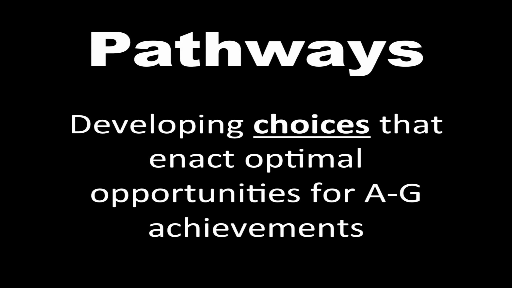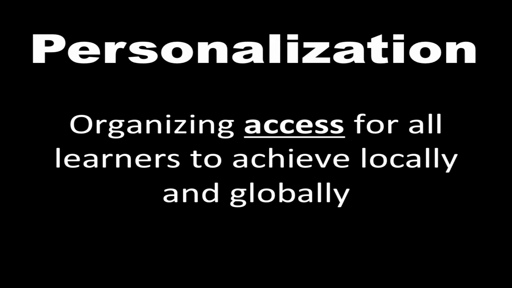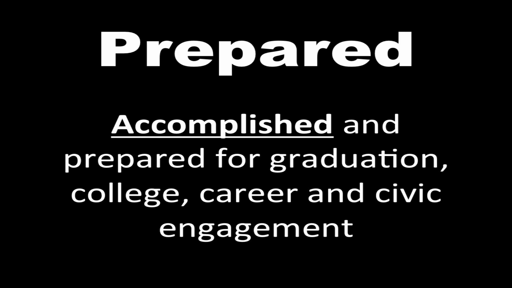Pathways. How might we identify and utilize different pathways to ensure each learner is successful, no matter what route they take to get there? Personalization. How might we personalize learning for unique learner needs? This includes, but is not limited to, our students with disabilities, our English learners and standard English learners, and our gifted students. Preparedness. How do we ensure all kids graduate A through G prepared, as well as college and career ready?